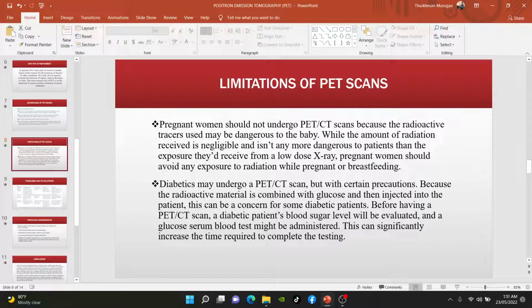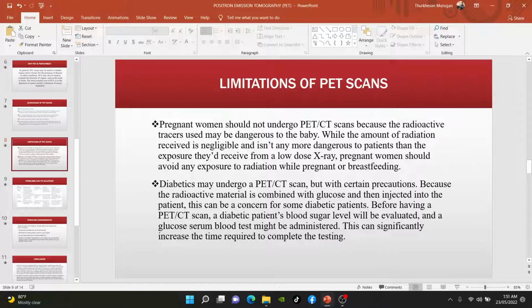The limitation of PET scans: pregnant women should not undergo a PET scan because the radioactive tracers used may be dangerous to the baby. While the amount of radiation received is negligible and isn't any more dangerous to patients than the exposure they receive from a low-dose X-ray, pregnant women should avoid any exposure to radiation while pregnant or breastfeeding.